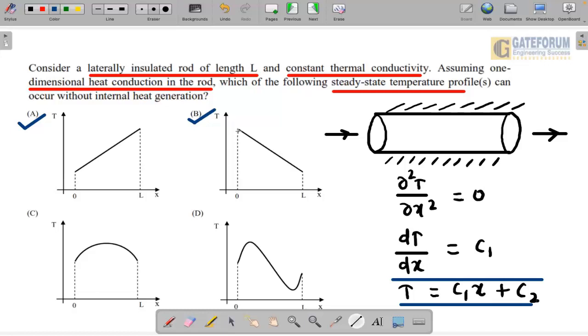Okay, I hope this is clear. Very easy. We get a straight line graph in terms of temperature and x. Right. So it can be decreasing and it may be increasing, but the slope is constant. This is very important.